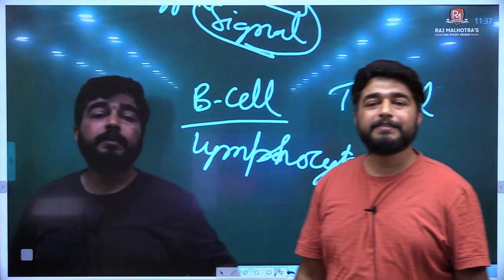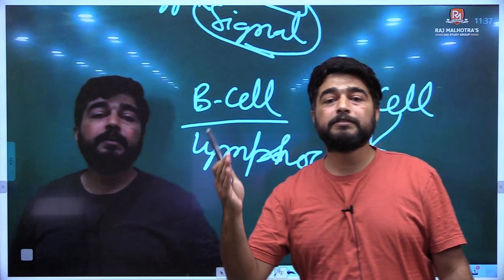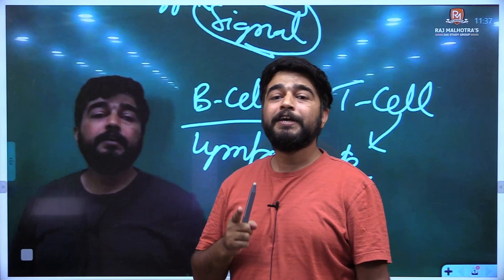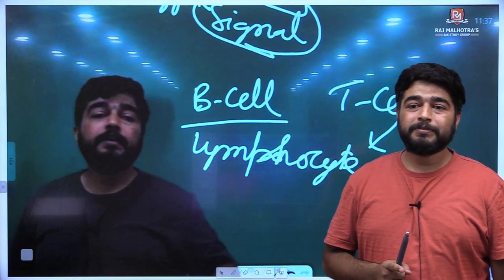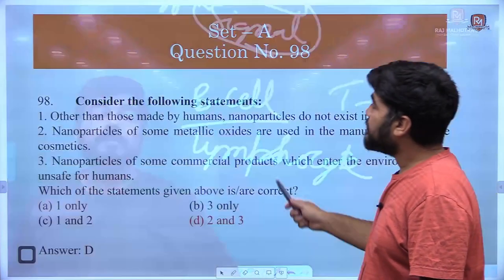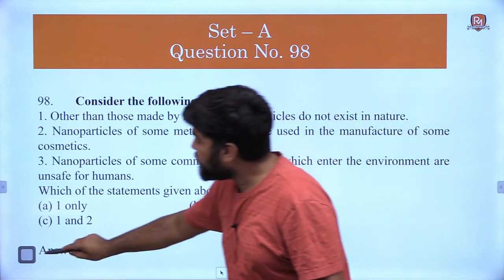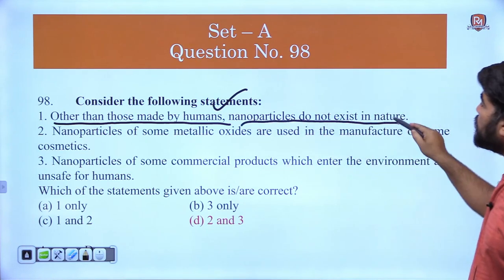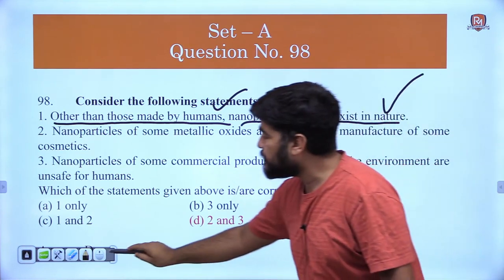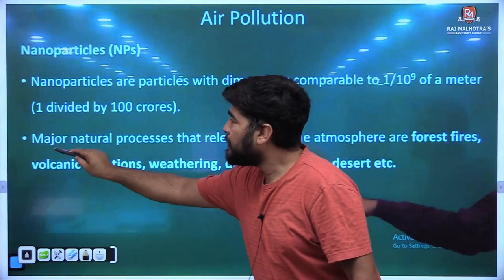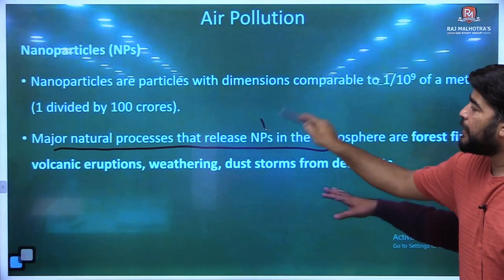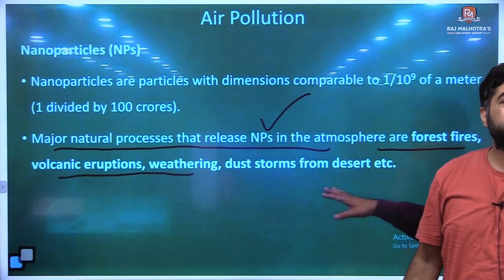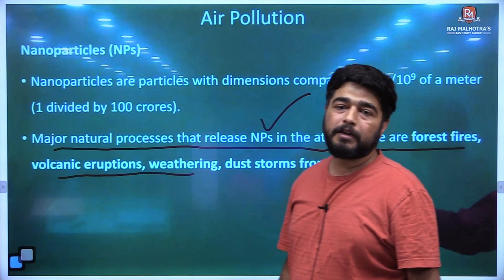B cells and T cells, the third line of defense of the human body. I have discussed this in detail in your NCERT batch also. Getting my point? This one, can you read the first statement? Other than those made by humans, nanoparticles do not exist in nature. Can you see this? Major natural processes release nanoparticles. So they exist in nature. This is from our advanced class batch.